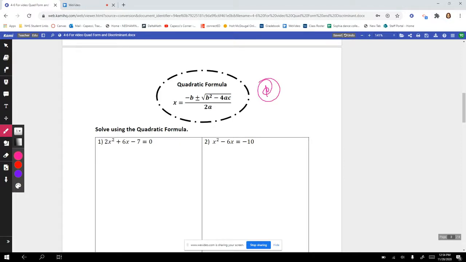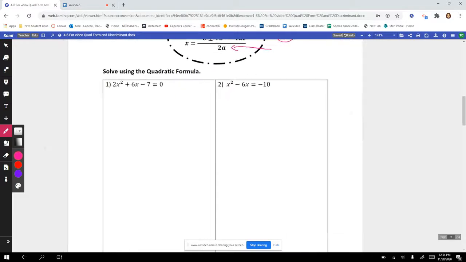Okay, things that students forget. Just remember that 2a in the denominator has to be there. Also, this b squared minus 4ac is the radicand. All of that is underneath the radical sign. All right, so let's try it.